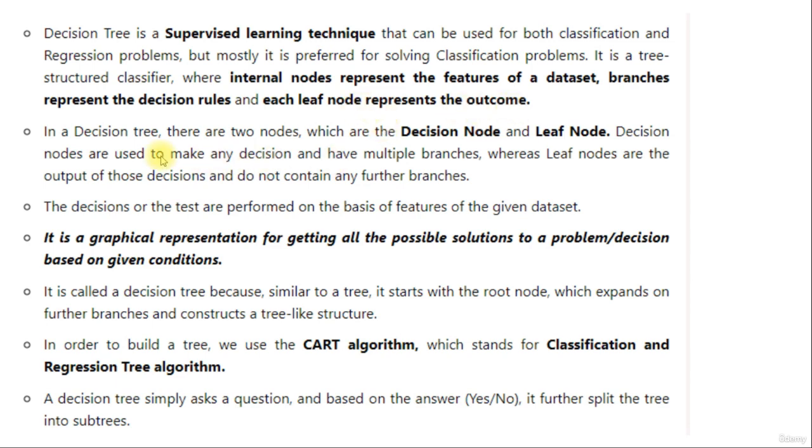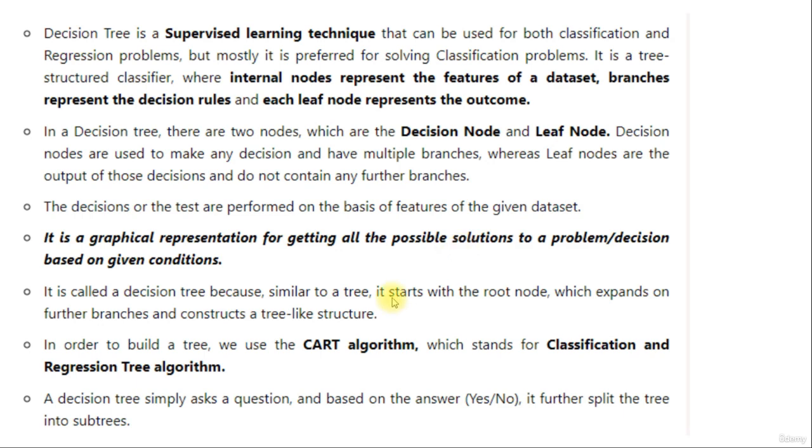So in a decision tree, there are two nodes, which are the decision node and the leaf node. Decision nodes are used to make any decision and have multiple branches, whereas leaf nodes are the output of those decisions and do not contain any further branch. The decisions or tests are performed on the basis of features given in the dataset. It is a graphical representation for getting all possible solutions to a problem based on the given conditions.